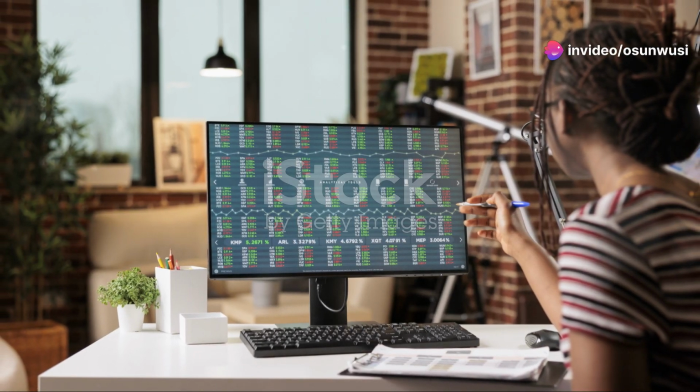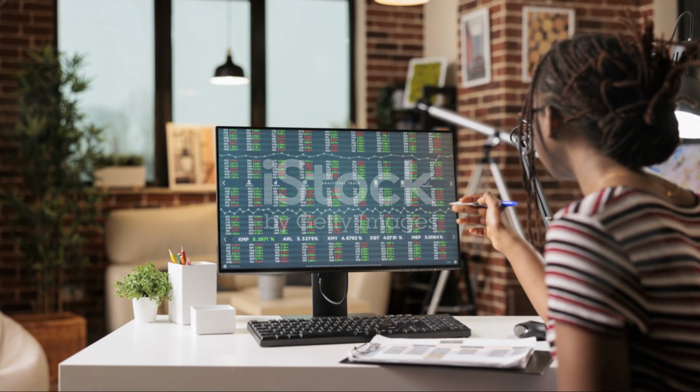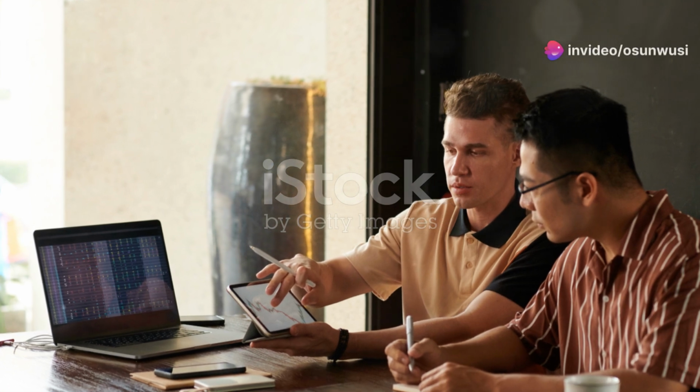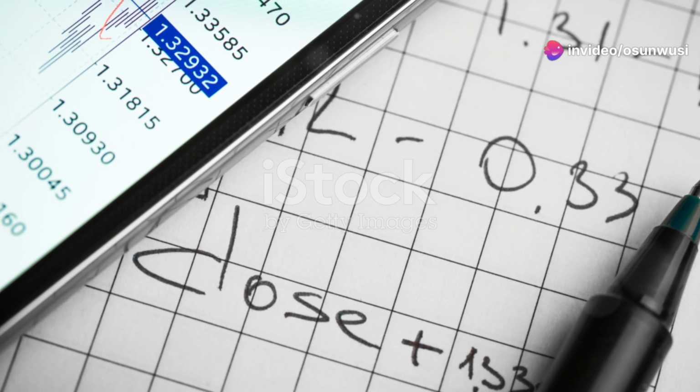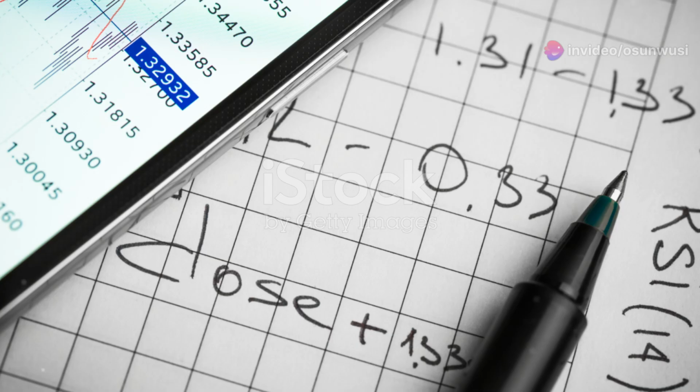So there you have it. With these strategies, you're well on your way to becoming a proficient Forex trader. With these tools, you can analyze the Forex market like a pro. Remember, continuous learning and practice are key. Ready to dive in? Let's get started. The Forex market awaits your expertise.